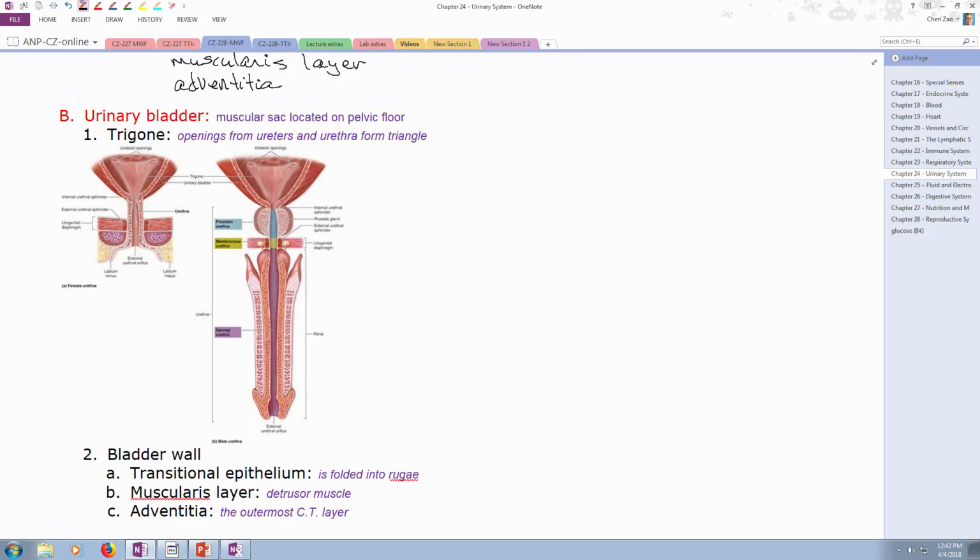It has a very special area at its base. It's called the trigone. The trigone, three things are present, and that is the openings of two ureters and the opening of the single urethra. And that's at the base of the bladder. So our ureters don't hook into the top of the bladder, they hook into the base of the bladder. And this is important to actually prevent reflux.